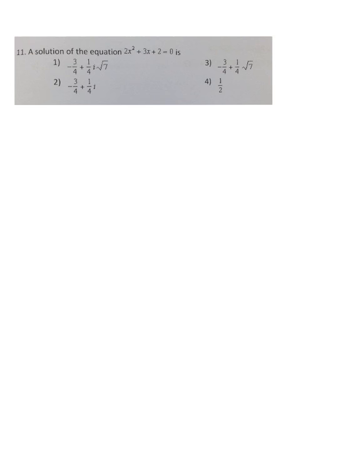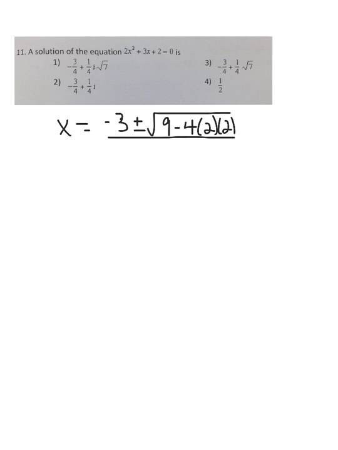Okay, last one, number 11. Let's just throw it right in there because it's set equal to 0 and everything's all on one side, so we can go straight into doing the quadratic formula. So we have negative b plus or minus the square root of b squared, which is 9, minus 4 times 2 times 2. And that whole thing is over 2 times a, which is going to be 4.